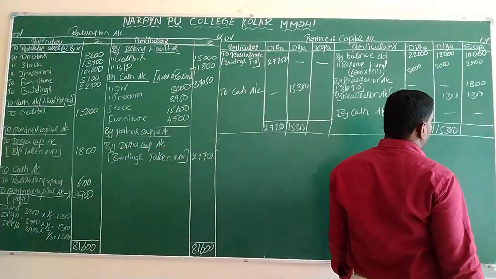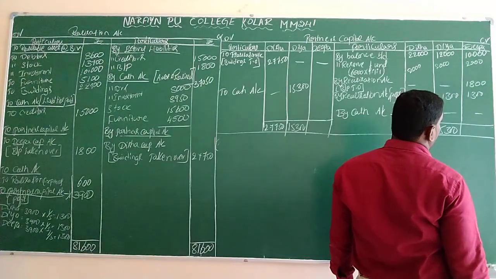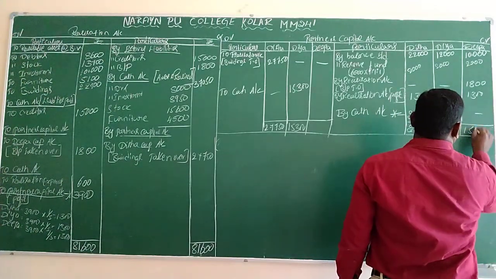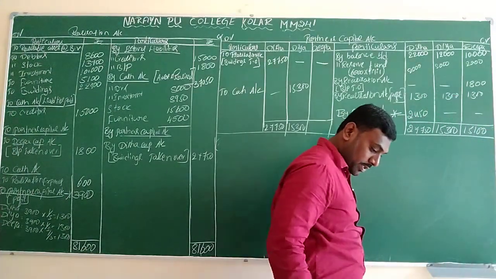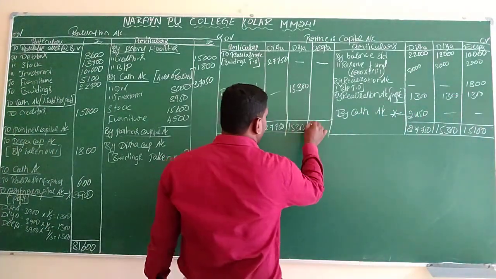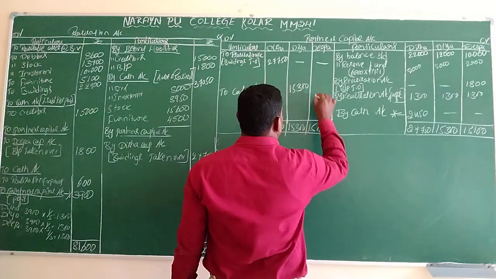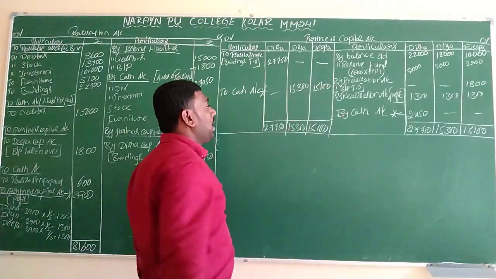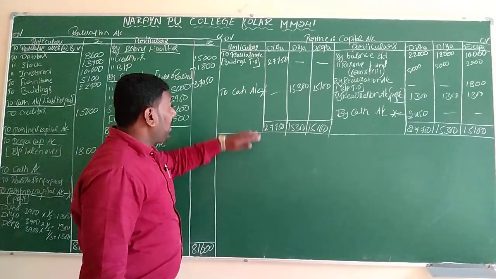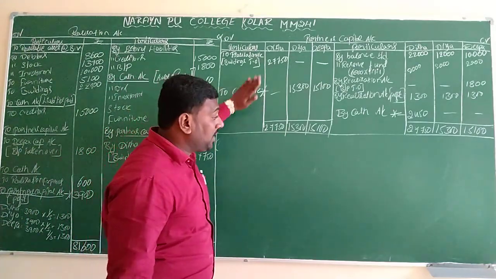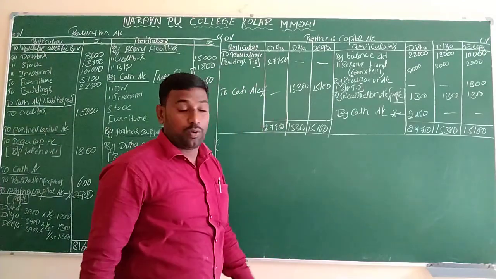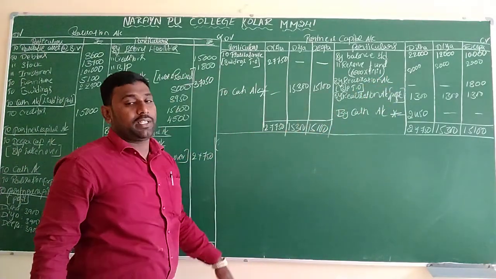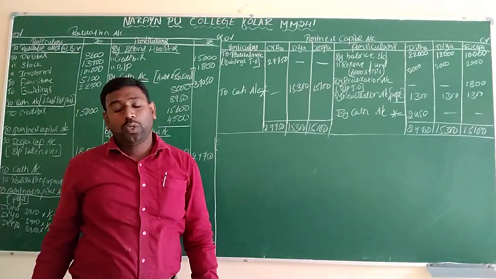10 plus 2 is 12, plus 1 is 13, plus 1 is 14, plus 800 is 14,800, plus 300 is 15,100. Okay, same value transfer here also, 15,100. The difference is also 15,100. Now, whatever difference we get on the debit side will come to the credit side of the next account. Whatever difference we get from the credit side will transfer to the debit side of the particular account only.